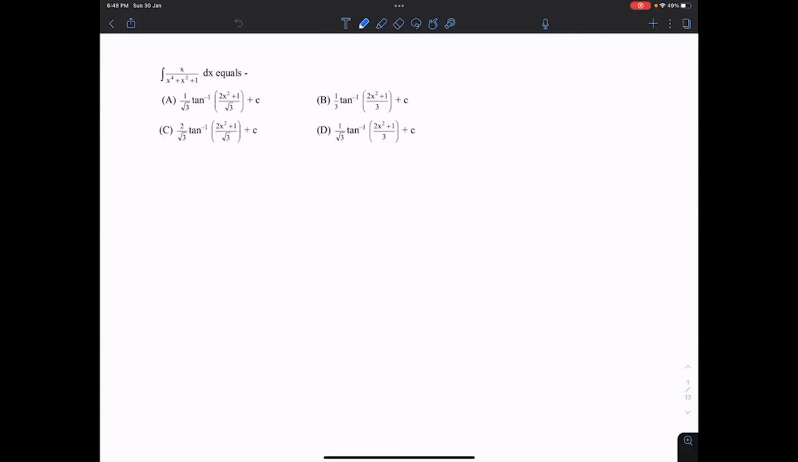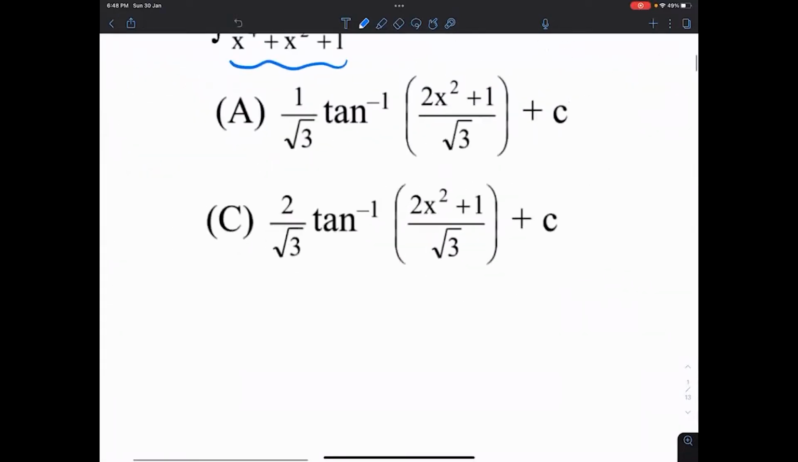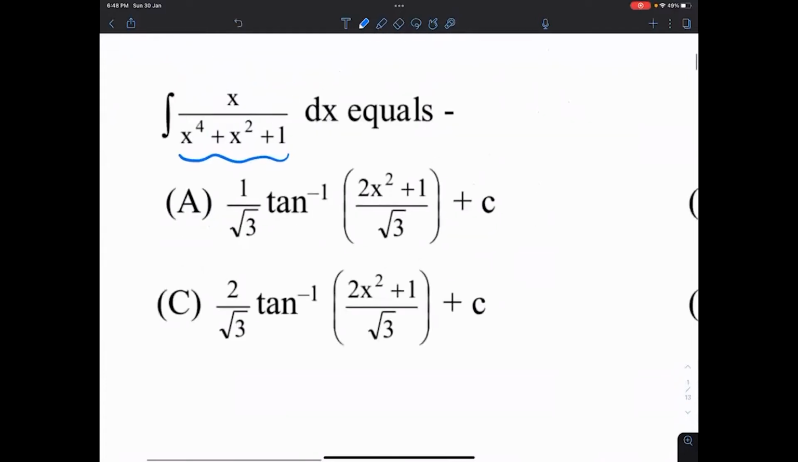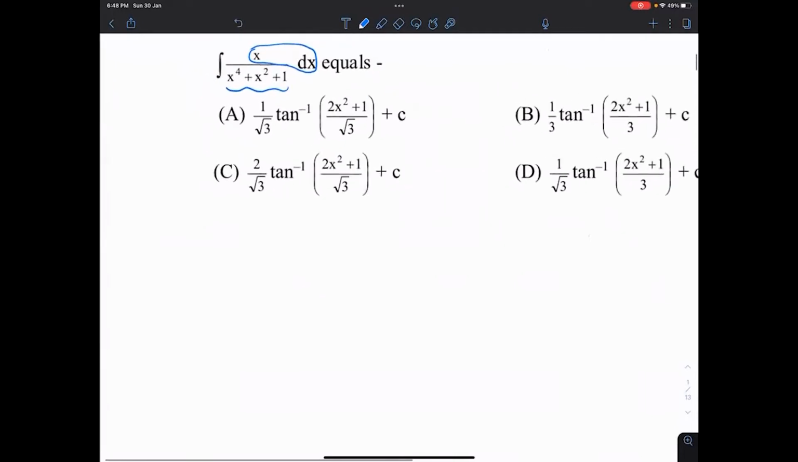Now this question is pretty straightforward, very simple. Everywhere in the denominator there is x square, and in the numerator you can see x dx. So you can take x square as t, which means 2x dx will be dt. So this will be integral dt by 2, half I will write outside, by t square plus t plus 1.